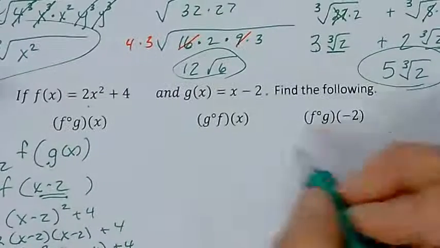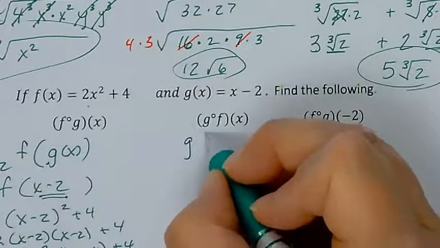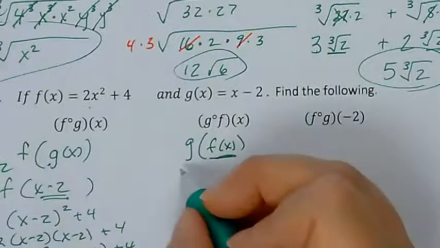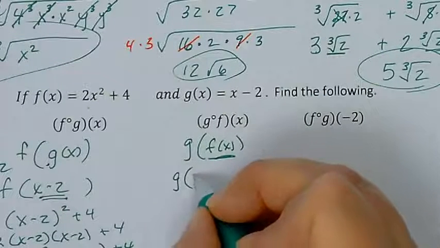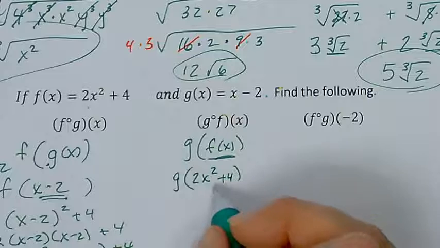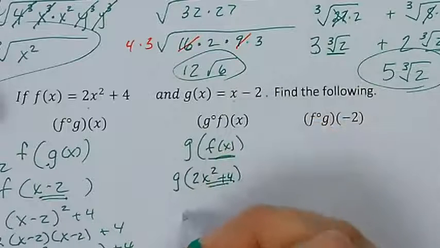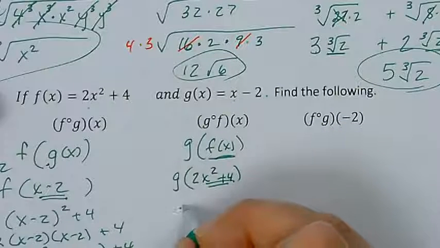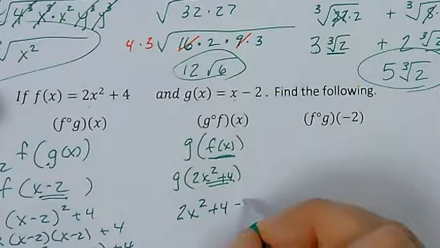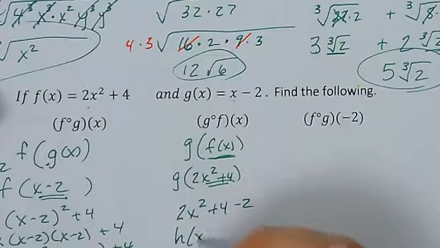This time we want g of f of x. So this time the input value is going to be the f function. So I'm going to have g of 2x squared plus 4. And now this is the input into the g function. So I'll have 2x squared plus 4, subtract 2. So the new function that was created is 2x squared plus 2.